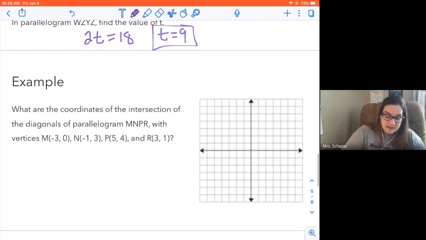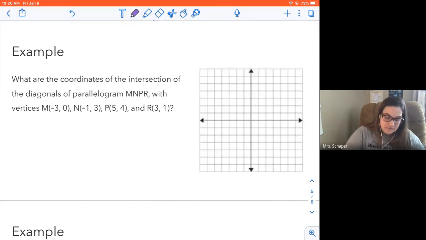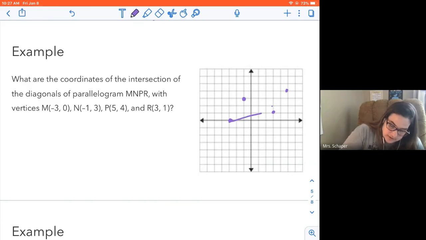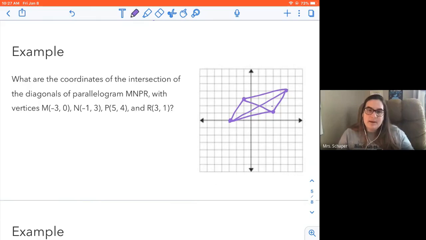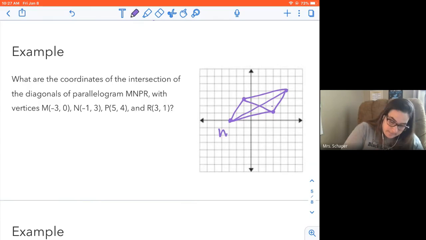All right, looking at the next one. Here we go. What are the coordinates of the intersection of the diagonals? Look at that. Set that up. Okay, so the first thing we're going to do is sketch out all of these points. So -3, 0. We've got -1, 3. We've got 5, 4. And we have 3, 1. Okay, we want to find where those diagonals intersect. So we just talked about how diagonals bisect each other, which means they intersect at the midpoint. So this is M, this is N, P, and R.